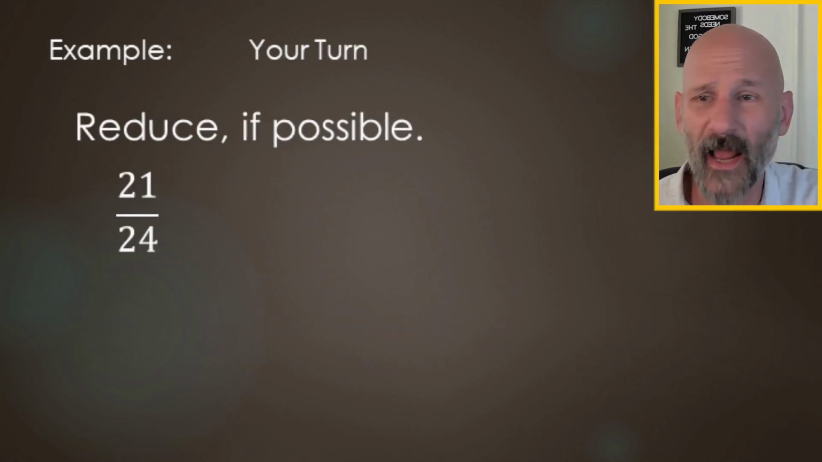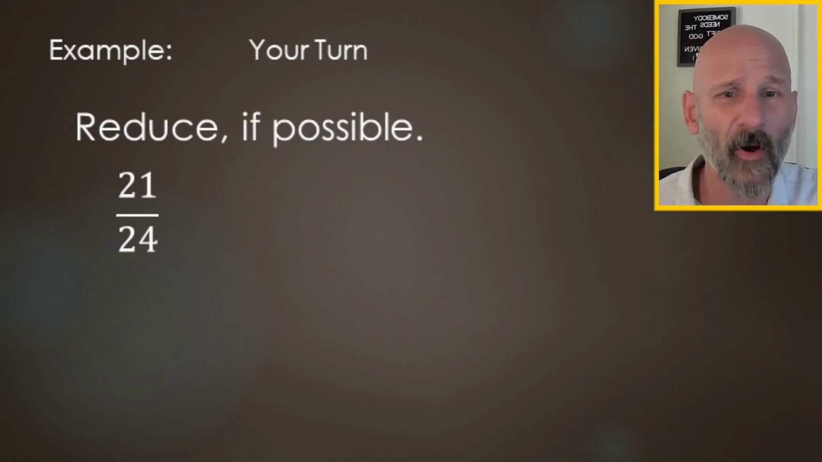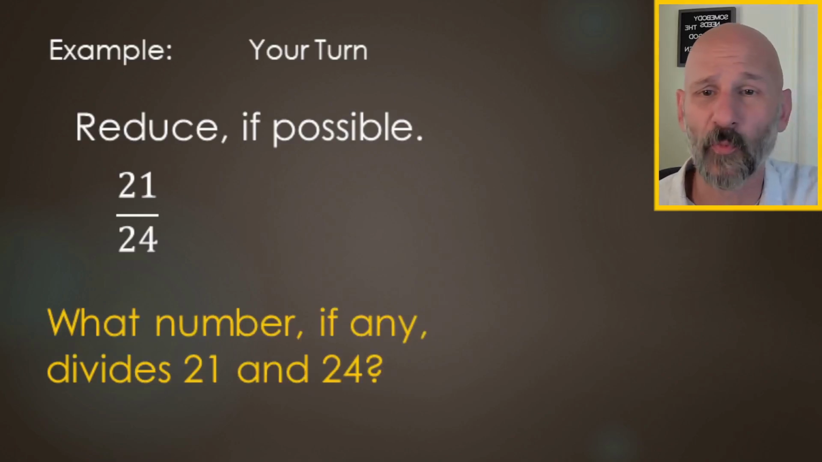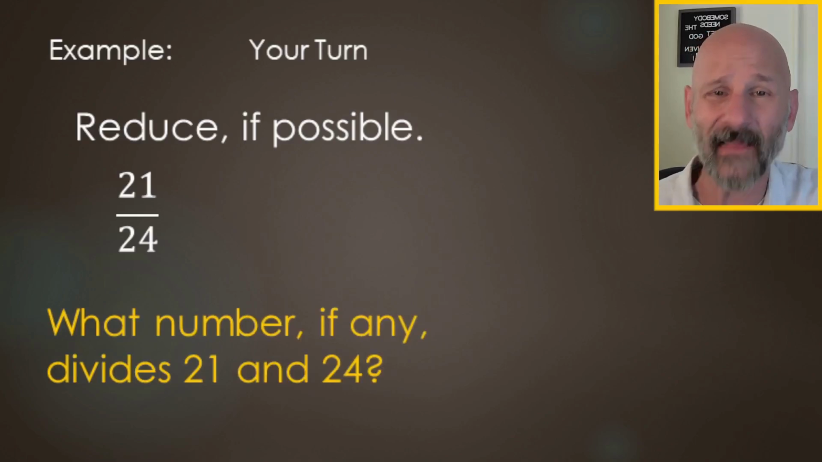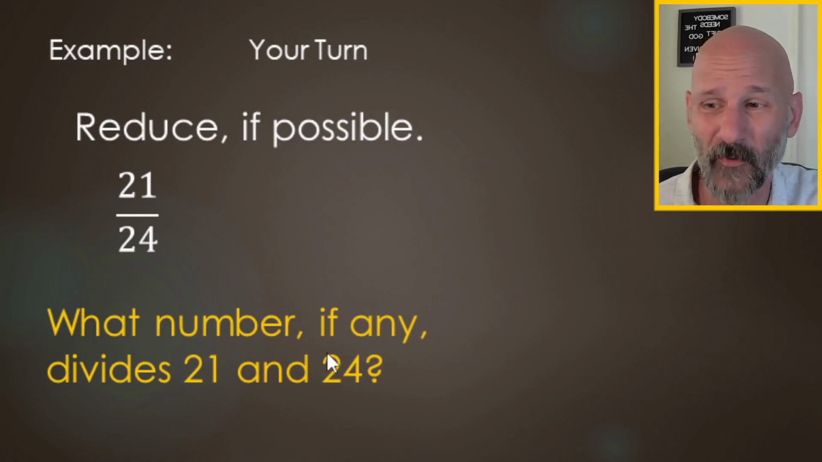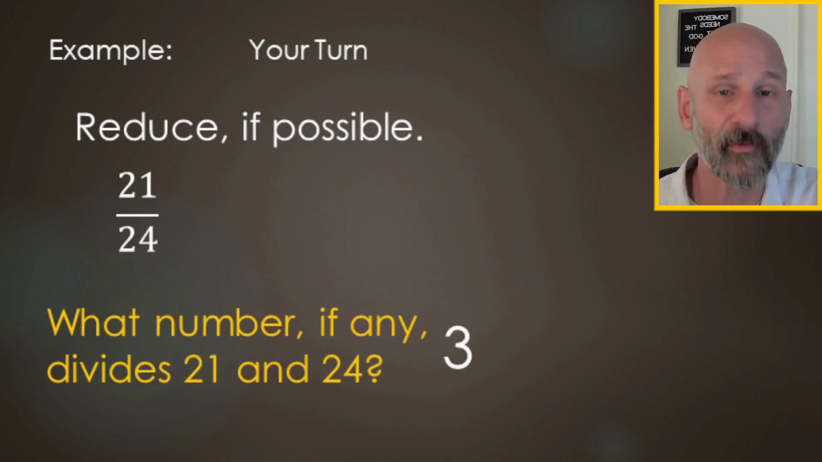So go ahead and try this one out on your own. Pause the video, then write the answer somewhere in your notes, and then come on back and see how you did. So we're looking at what number to reduce. What number divides both the 21 and the 24? It's not a 7 in this case. The 7 does divide the 21, but not the 24. So 3 divides them both.